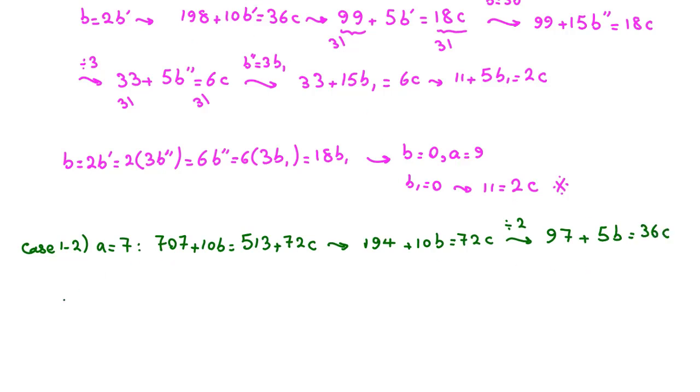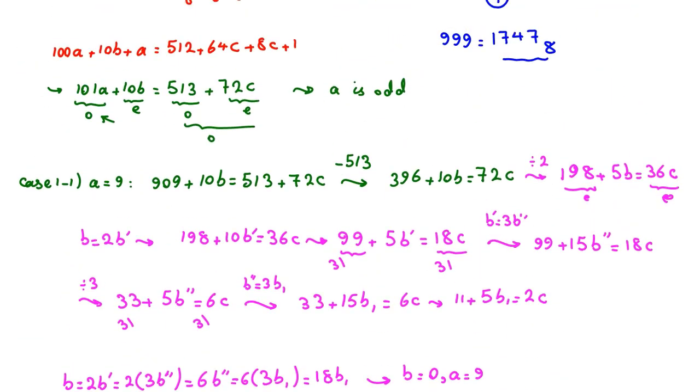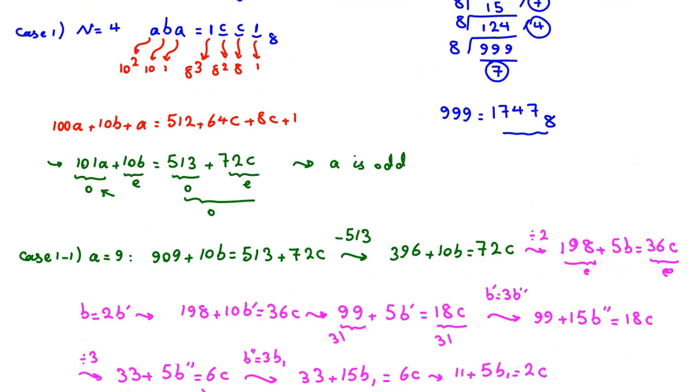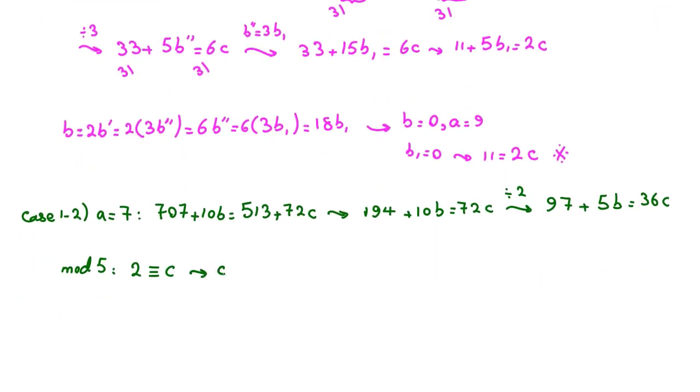Now if we consider mod 5, 97 is 2, b is 0, congruent to 36 is 1 mod 5, times c. Modulus is so useful. Because c is a digit here, mod 8 it can be from 0 to 7, so it can be only 2 or 7. So we should check only these two cases. For previous cases, we should also work on c. So if c is 2, 97 plus 5b equals 72. It's bad, because on this side, b is at least 0, so it is at least 97, but the right side is 72.